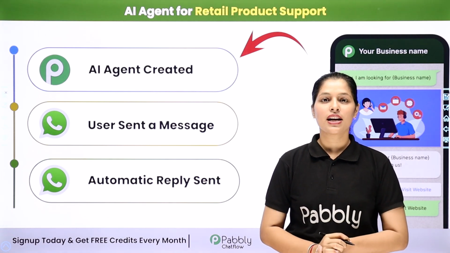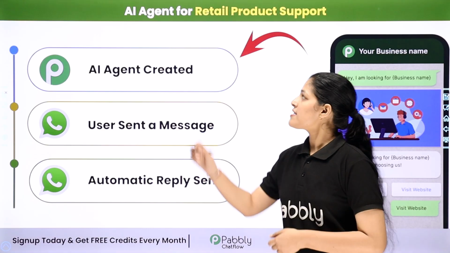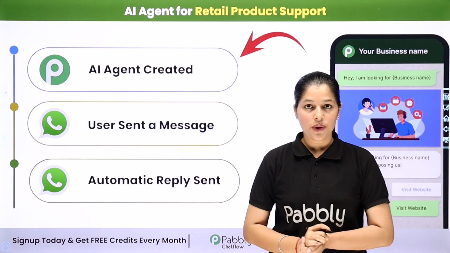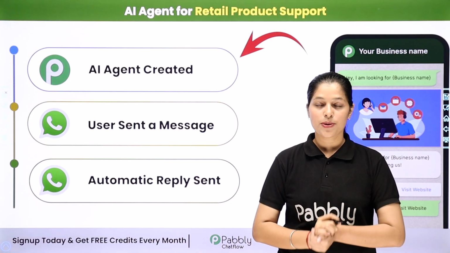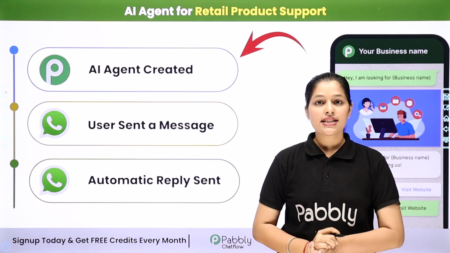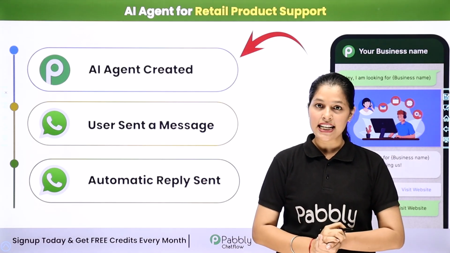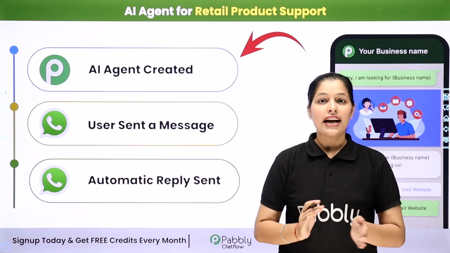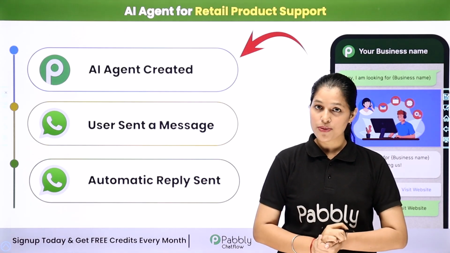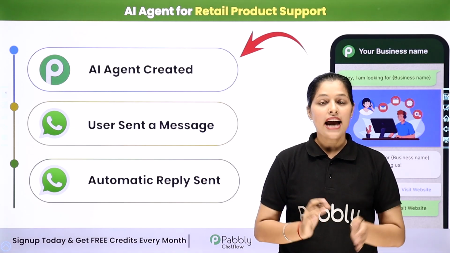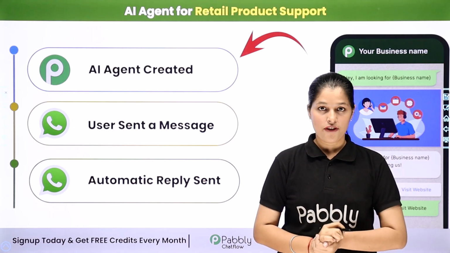So in this video we are going to learn how to create an AI agent for retail product support. I run a retail store and want AI to help customers with product availability, returns and pricing via WhatsApp. For that I am going to build an AI agent using Pabbly Chatflow, and this AI agent is going to respond to my customer queries on the basis of the knowledge base I have provided to it, and that knowledge base contains details of my business.